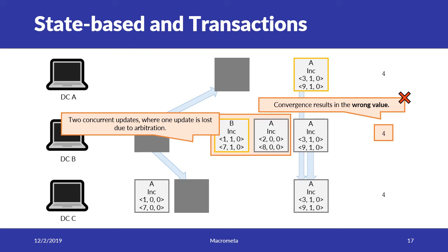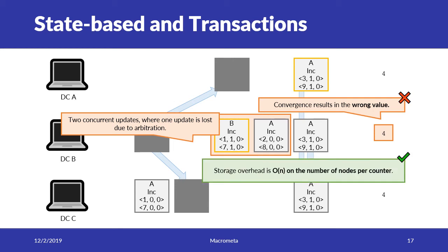However, the problem here is that our updates for A have already been written to the log, and that log may have been already shipped to remote data centers. And so the undo log would have to undo all of the updates, rewrite all of the updates, send these updates to the remote data center so they can undo them and rewrite all of the updates. And so this doesn't work. However, again, the benefit of this approach is that the storage overhead is order n on the number of nodes or data centers per counter in the document.